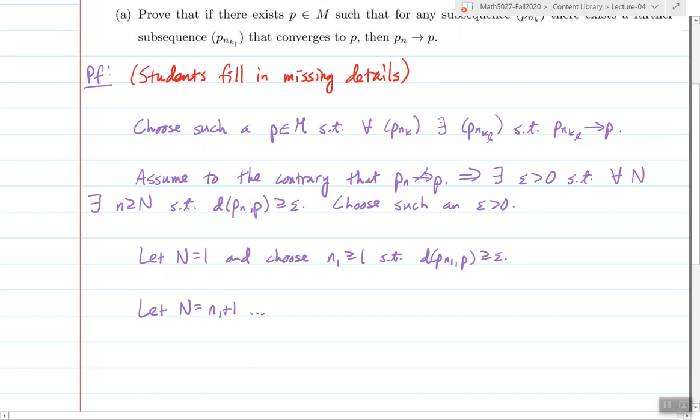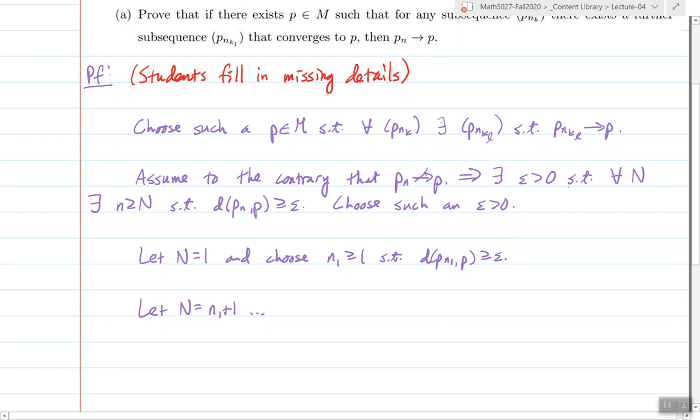So as soon as you have that, I'm assuming to the contrary that the original sequence Pn doesn't converge to P. What that implies, to set up the structure of the rest of this proof by contradiction, is that there has to exist an epsilon such that no matter what index capital N you pick, you can always find a term in your sequence at least that far out such that the distance between Pn and P is greater than or equal to that epsilon. This is just a logical negation of the definition of convergence. I'm going to choose such an epsilon that has this property.